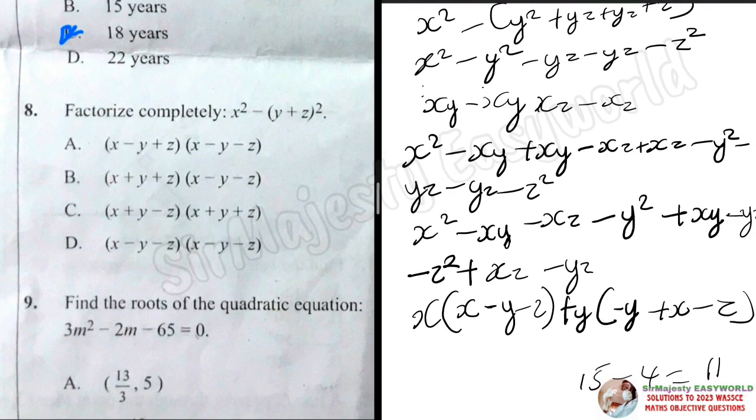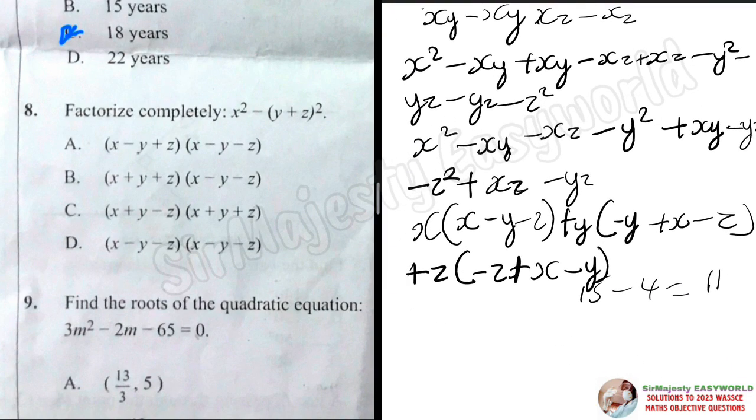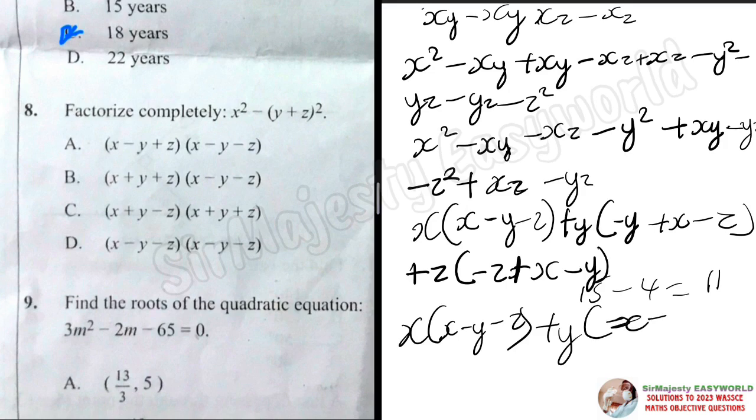So I need to do the same thing here. This will give us plus z. Z in z squared is minus z, z in xz is plus x, z in minus y is minus y. So you can see that here, let us arrange this properly. So this will be x bracket x minus y minus z plus y bracket x minus y minus z, because see the same thing here, plus z bracket x minus y minus z. So you can see the similarity here.